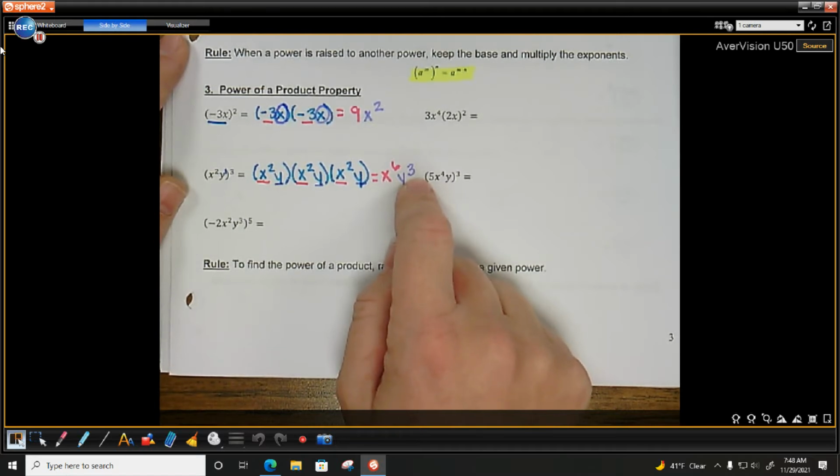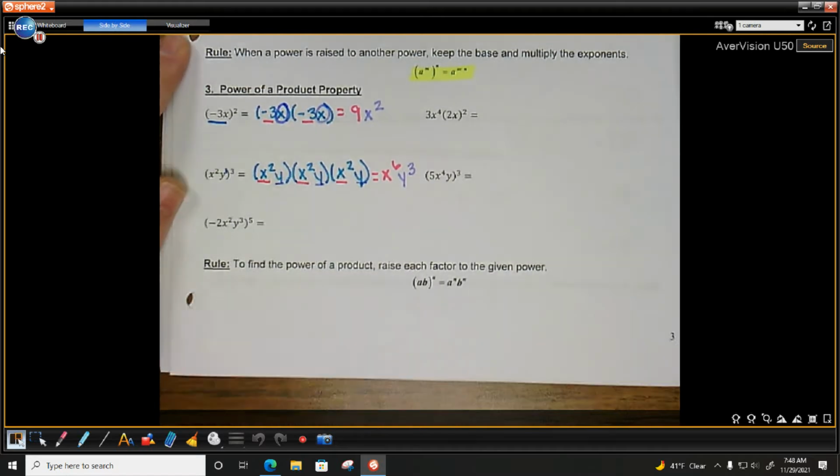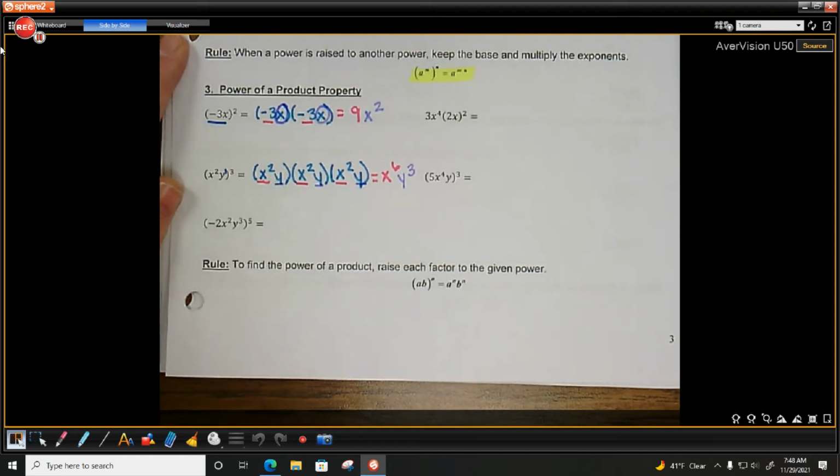Okay? We good with that? Do we want to use the rule now? Instead of writing it out?